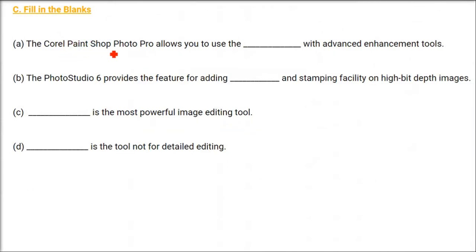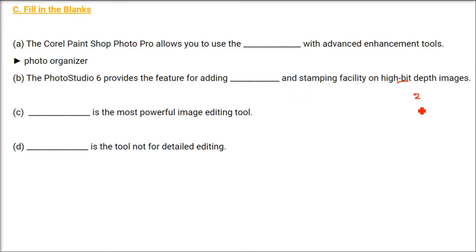Fill in the blanks. The Corel PaintShop Photo Pro allows you to use the dash with advanced enhancement tools. So the answer here is Photo Organizer. It's kind of a directory, so you can organize the photos like we have Google Photos, etc., with dates, different, The Photo Studio 6 provides the feature of adding dash and stamping facility on high bit depth image.